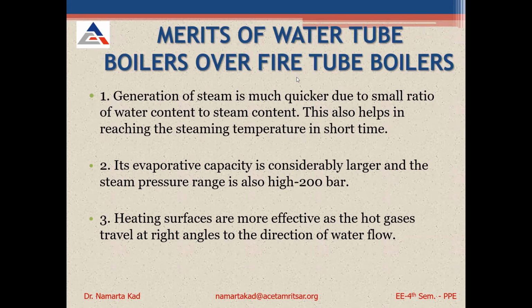As in the case of the Cochrane boiler, the whole shell is filled with water, and it takes lots of time to convert that water into steam. Okay, so in case of the water tube boiler, the generation of steam is at a much quicker rate as compared to the fire tube boilers. Second point is its evaporative capacity is considerably larger, and the steam pressure range is also high. Okay, here the pressure created inside the drum is high, of 200 bar.